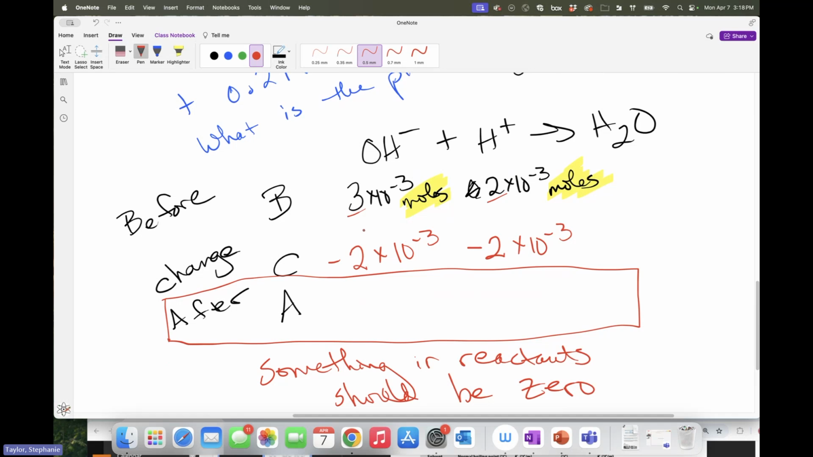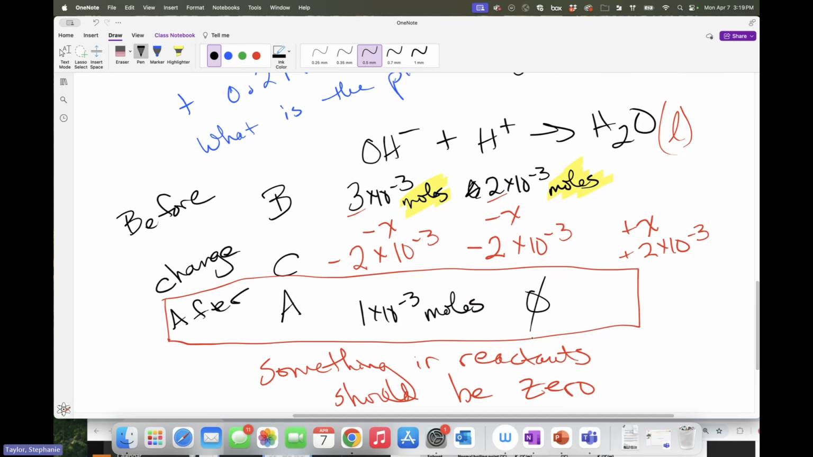So essentially, we do treat these as minus x, technically plus x. Water is just a pure liquid. So technically, I am making more water. That water, however, is not going to affect the pH. And then what I have left over is 1 times 10 to the negative 3 moles of hydroxide. I have no protons. I got rid of all of those.